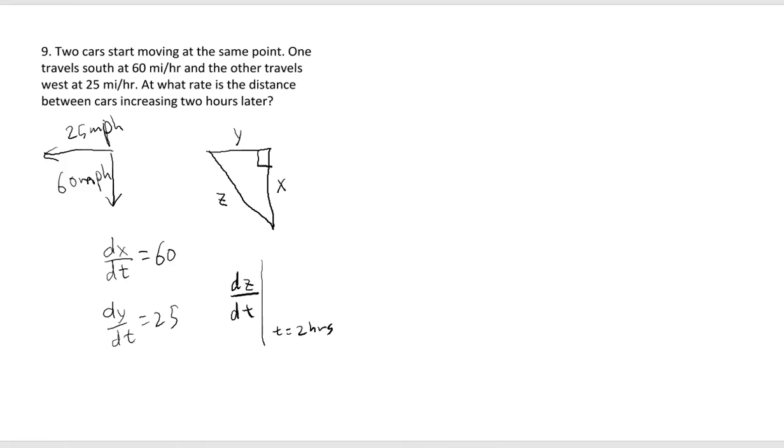Now, you have a single right triangle. In that case, the most popular tool is the Pythagorean Theorem. So we write down the Pythagorean Theorem: the sum of the squares of the two legs is equal to the square of the hypotenuse. That's the Pythagorean Theorem, right?